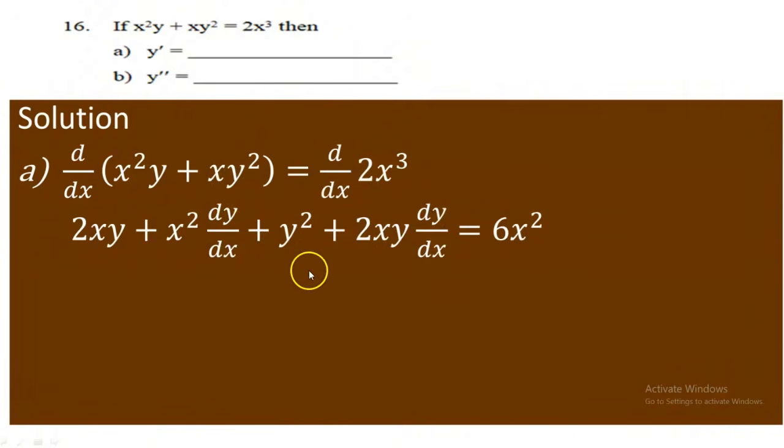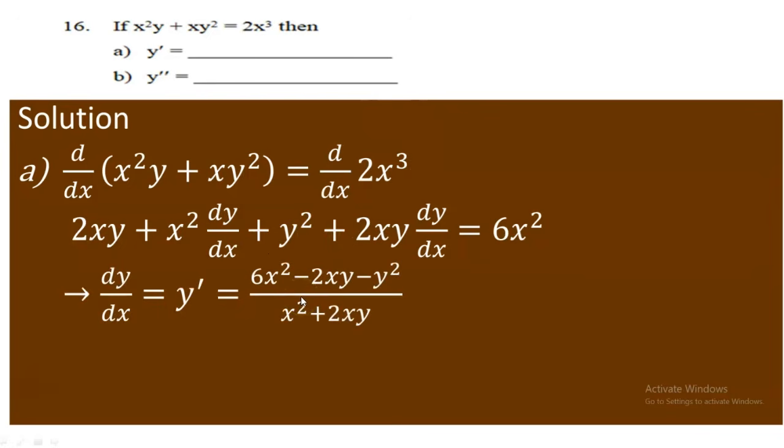We are having x squared and 2xy. Now let's take these terms 2xy and y squared to the right. And then we do have dy over dx, which is equivalent to y prime. This is going to be equivalent to 6x squared. Move this 2xy to the right, minus 2xy. Move y squared to the right again, minus y squared, divided by x squared plus 2xy. You see, you're having now y prime like this. So your first derivative with respect to x is obtained as you see.